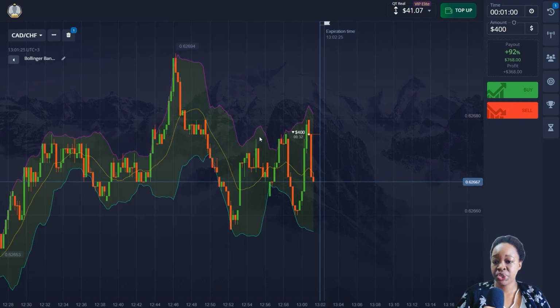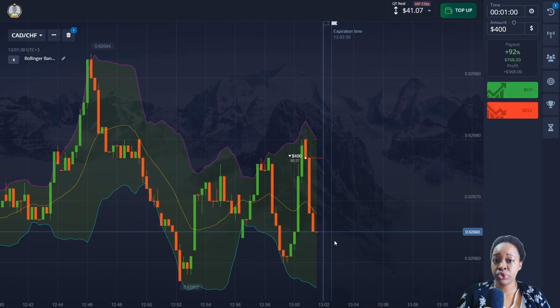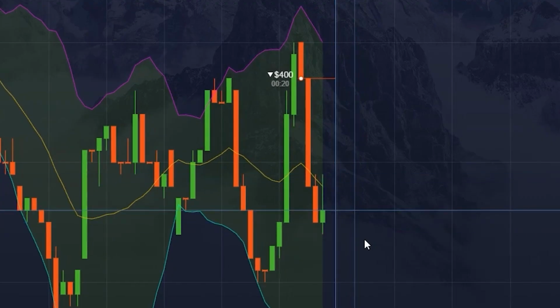At the same time, you can see red candlesticks are already turning on the chart, and I think that the price will likely continue to move down here. So let me wait for the results.